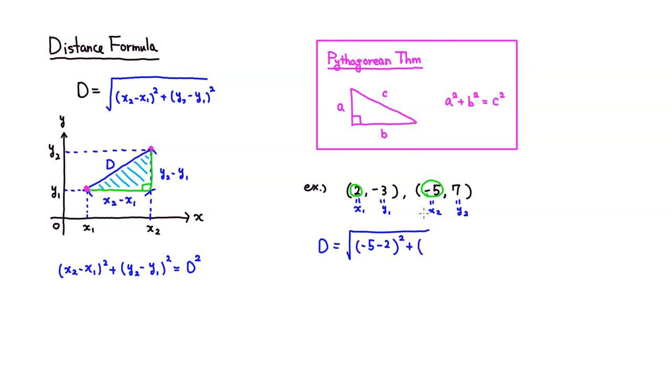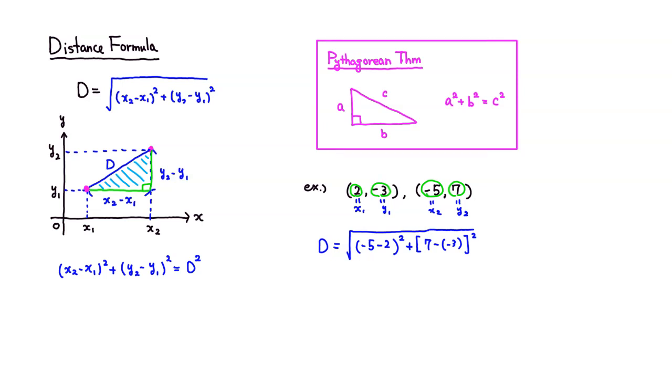We have y2, which is 7, minus y1, which is negative 3. Maybe I should put parentheses around the negative 3. Instead of the parentheses, I'm going to use a square bracket so that I don't get confused with these. Squared. All right, so we got that.